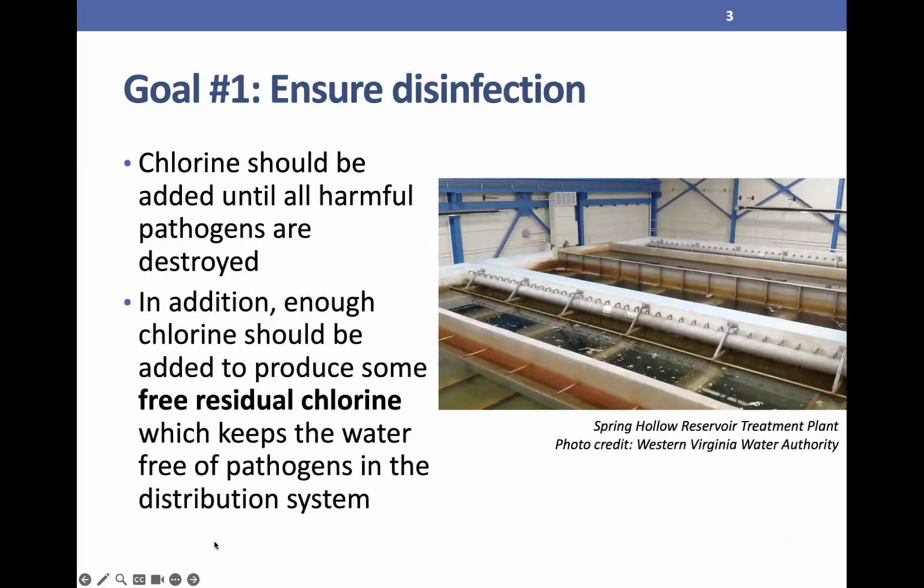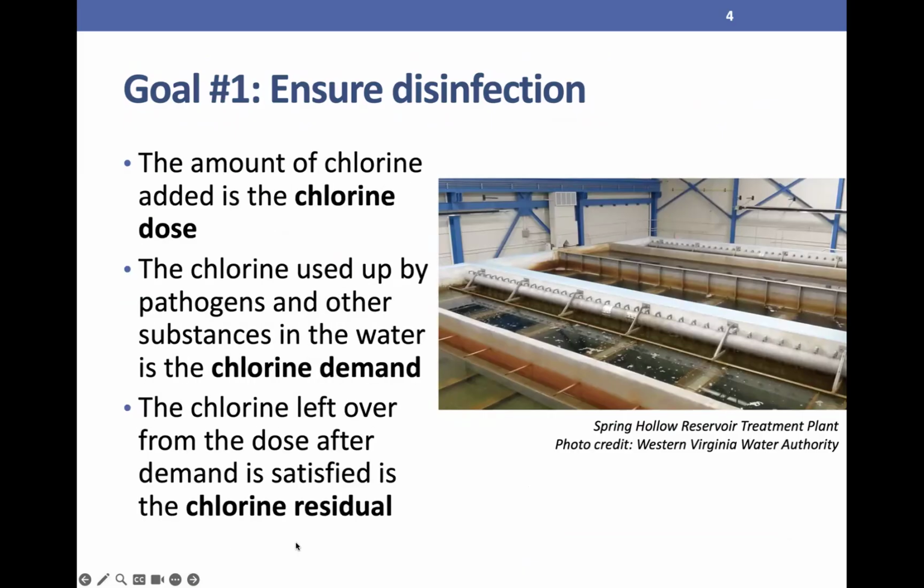To meet goal number one, chlorine should be added until all harmful pathogens are destroyed. In addition, enough chlorine should be added to produce some free residual chlorine, which keeps the water free of pathogens in the distribution system. To better understand this concept, we are going to introduce some key terminology and calculations that you will need to know to operate a drinking water treatment plant.